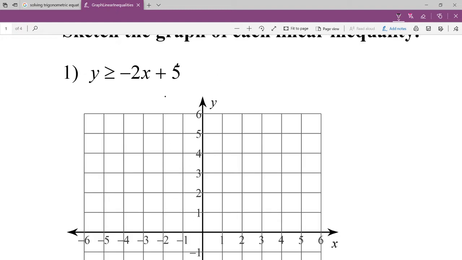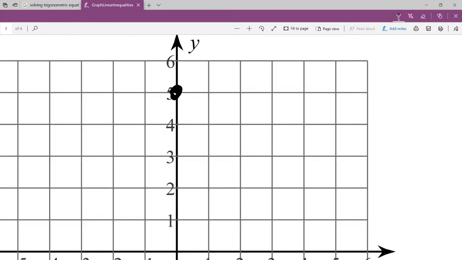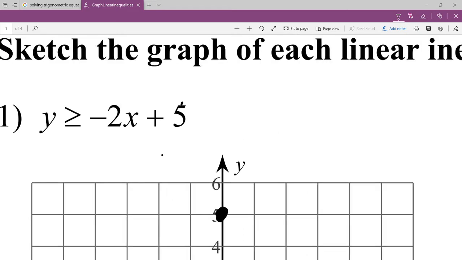So basically what you do for this one, you have y is greater than negative 2x plus 5. So what you want to do is go ahead and plot your points. You want to first treat it as y equals negative 2x plus 5, even though that's not what it really is. Make sure that you have your points labeled.